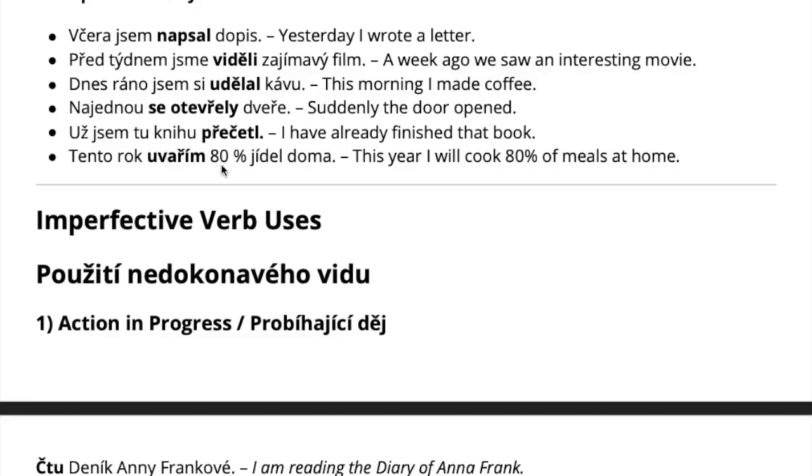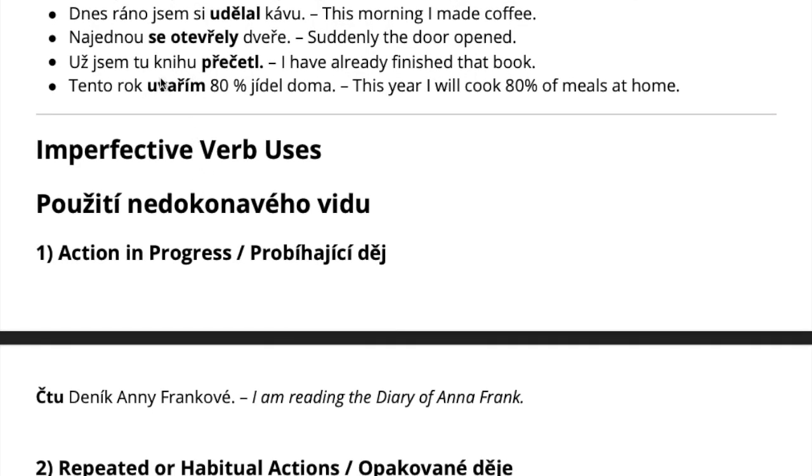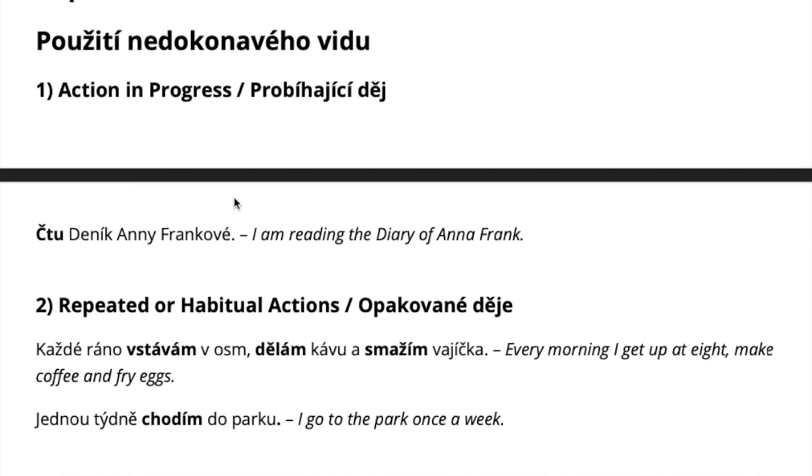Tento rok uvařím 80% jídel doma. This year I will cook 80% of meals at home. Okay, I have that goal. I am setting myself up for a very successful and healthy year. Now let's check out the imperfective verbs. Teď se podíváme na nedokonavá slovesa a kdy používáme nedokonavá slovesa.